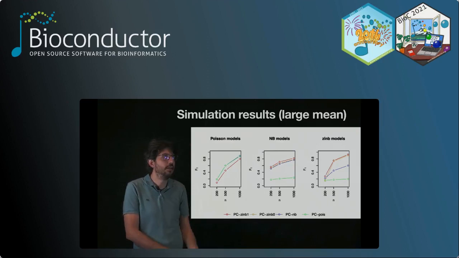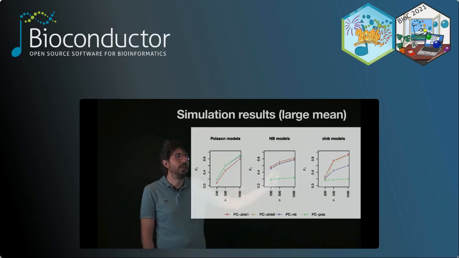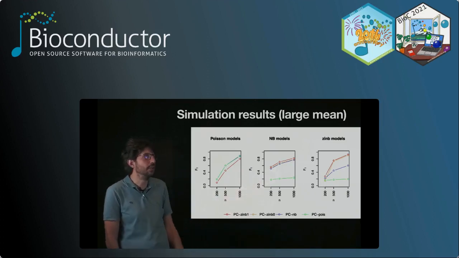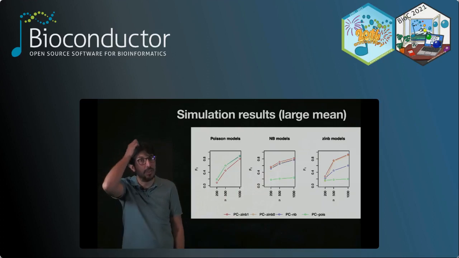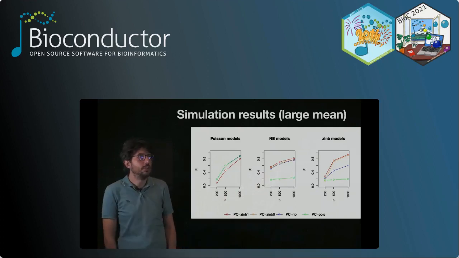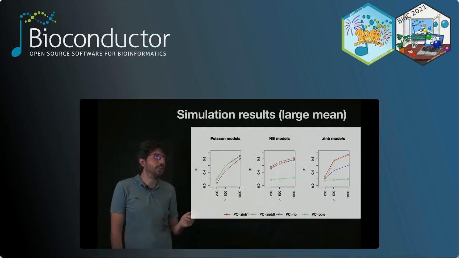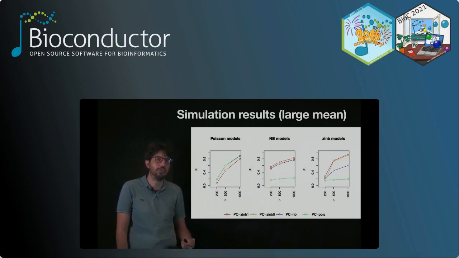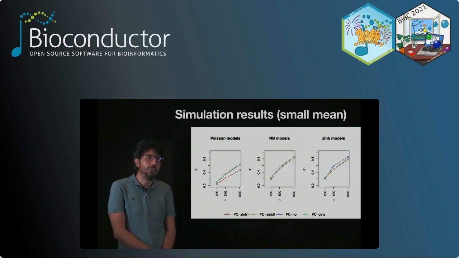You can see that, of course, for Poisson data, all the models work well. For negative binomial data, when we start having over-dispersion in the simulated data, the Poisson doesn't work as well anymore. And when we start having zero inflation in the simulated data, of course, the zero-inflated negative binomial works better. So I'm saying of course, but actually this is true only when we simulate counts with a large mean, so we have large counts. When we simulate data with small counts, though, we see that things are quite different.